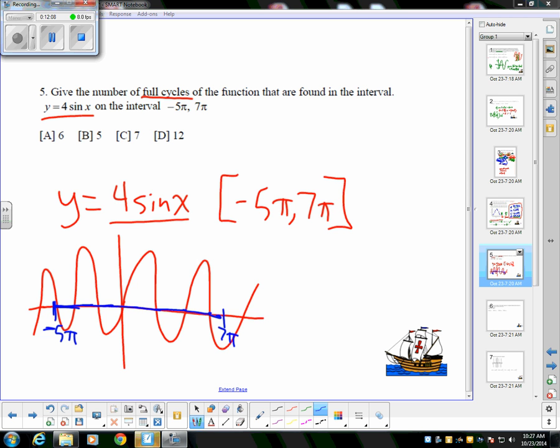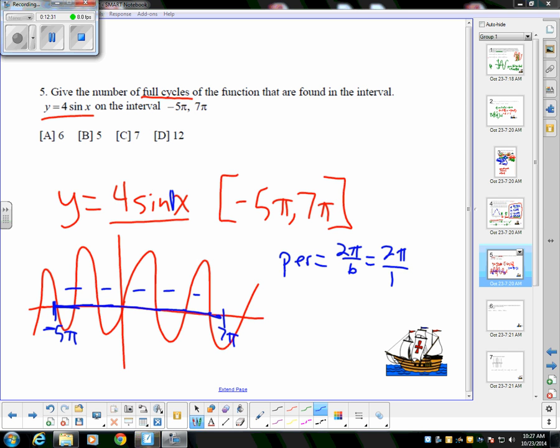If you'll remember, the period is given by 2 pi over b, and in this case, b is 1, right? Because b comes right here. There's nothing in there, so it's automatically a 1. So we know our period is 2 pi. So now here's the question. How many 2 pi's are there in this distance right here?